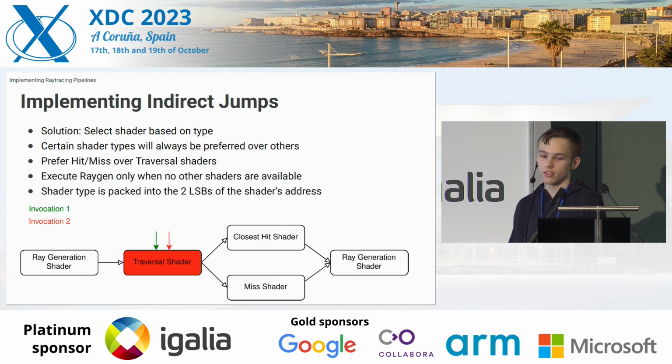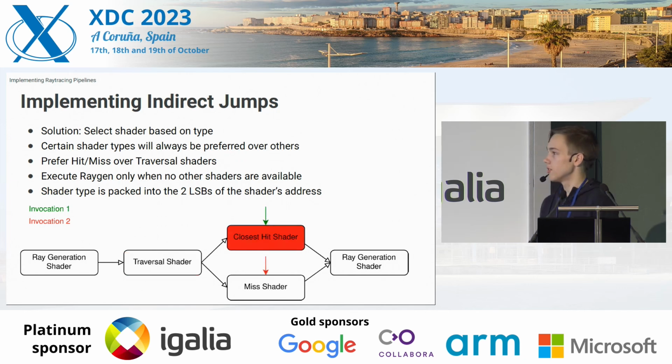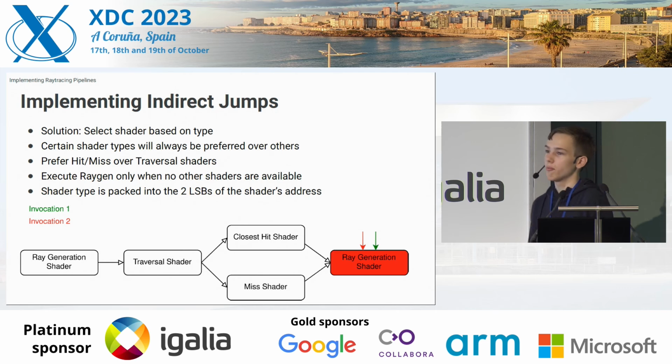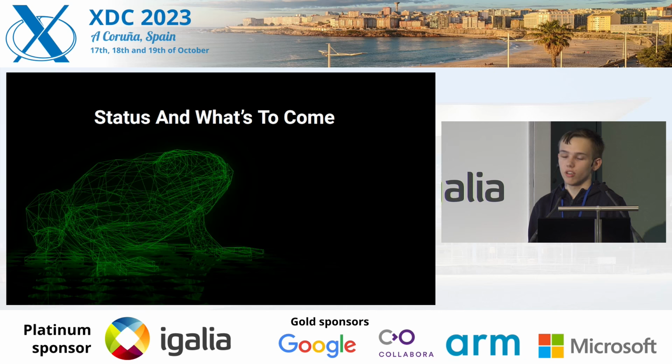We go to the first traversal shader, go to closest hit and miss shaders, and diverge there. But instead of directly going to the ray generation shader, we execute the miss shader first, and then execute the ray generation shader with both invocations active. So I'm having not much time left, so I'll just go over the ray tracing status now really quickly.